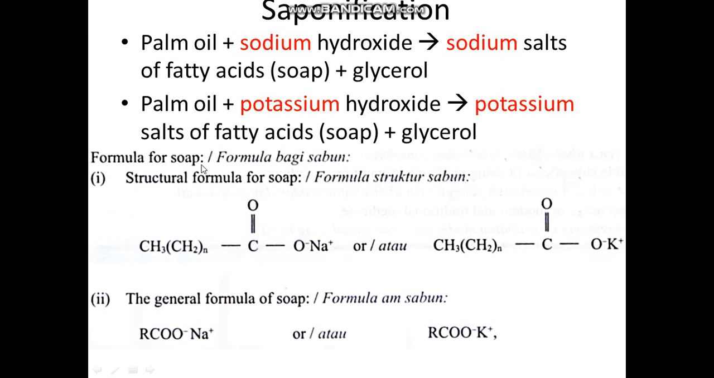And next, we go to the formula for soap. As I mentioned earlier, when you see COO, this is the general formula for soap. If you use sodium hydroxide as alkali, that means COO-Na. If you use potassium hydroxide as alkali, that means COOK.